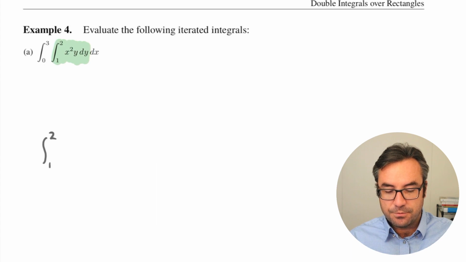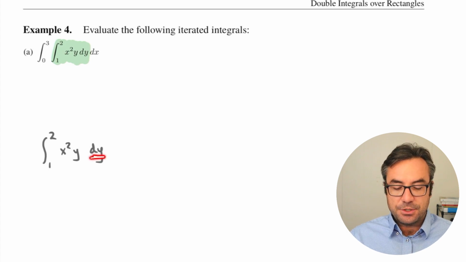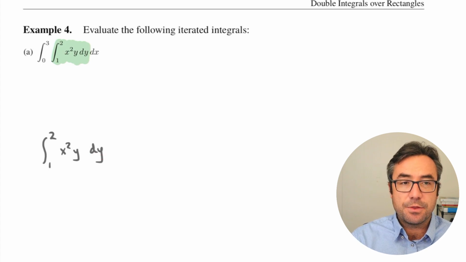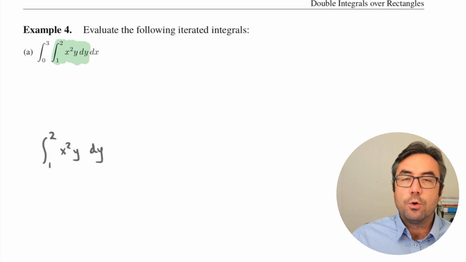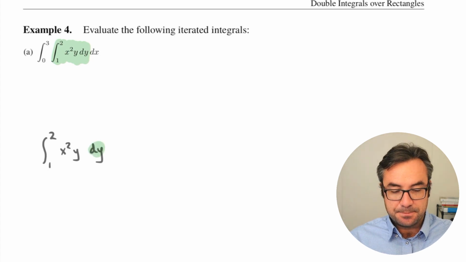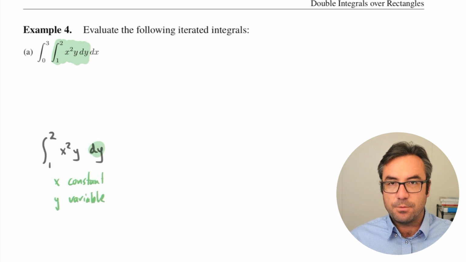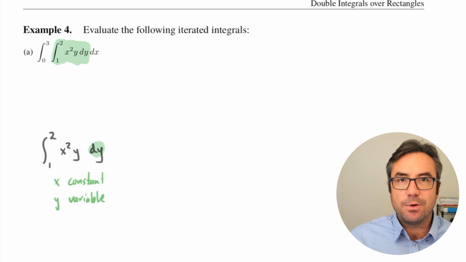We're going to do the integral from 1 to 2 of x squared times y dy. This differential is telling us we're going to integrate with respect to y, and we're going to hold x fixed. That's what that dy is telling us. So x is going to be like a constant, and y is going to be like our variable term. It's kind of what we did with partial derivatives.